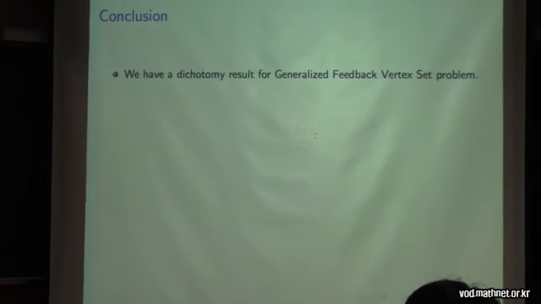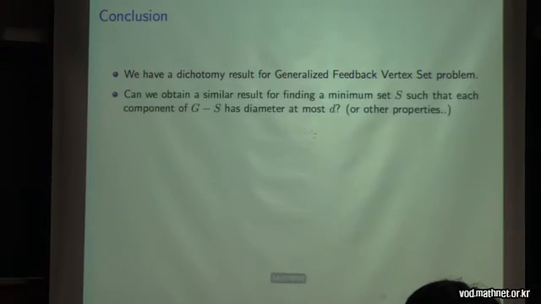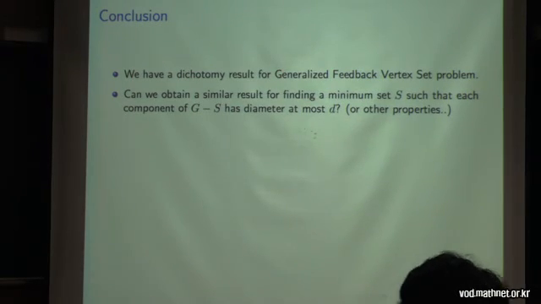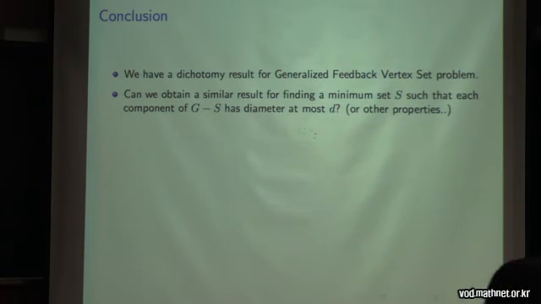So we have a dichotomy result for the generalized feedback vertex set problem. I have a question on this, but I didn't look at it very carefully. Maybe some other problems, like here, we want to restrict the size of the block. We also have a result for the size of the connected components. This is generalized vertex cover, which is rather simpler than feedback vertex set. But what if we want components where each component has a diameter at most d or something like that? If you have chordal graphs, you can easily do that, or other properties.